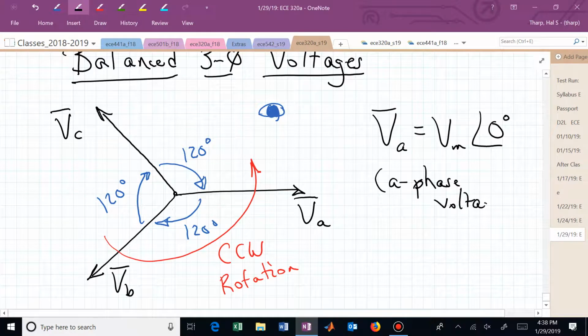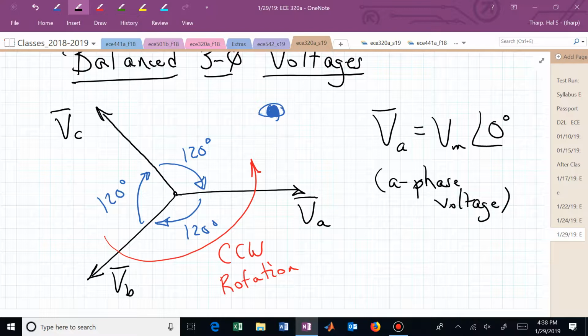Did I see a hand raised? Yes. The arrows of the angles have nothing to do with the red arrow. You were just indicating that they were 120 degrees apart. Yes, so thank you. I guess I'm confusing you, aren't I?